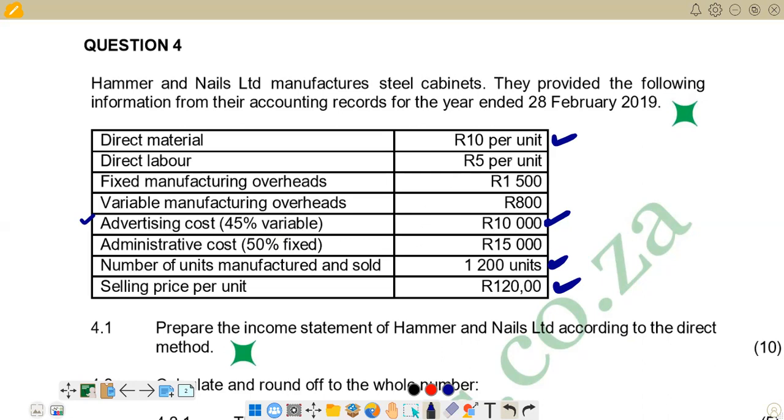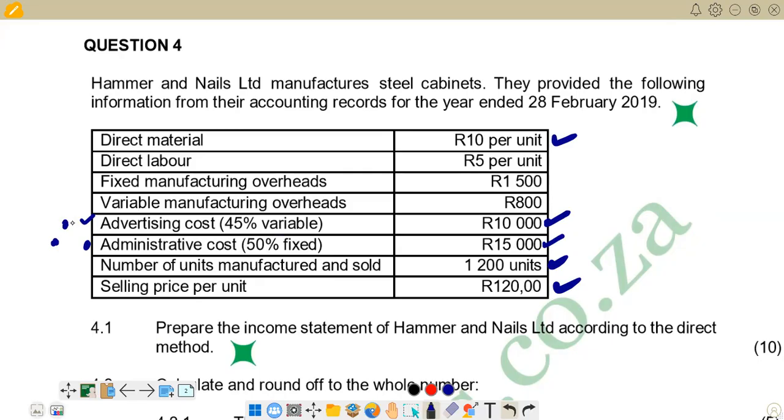We have selling and distribution. Selling and distribution covers advertising. We have got selling and administrative. Sorry. So selling and administrative. The selling part is going to cover the advertising. Then the administrative is this one, which we are having 50% fixed, which is administrative costs, which the total is 15,000 a year, and 50% is going to be fixed, and it means the other 50% is also variable. So for selling and administration, we are saying it's covering this one, advertising and administrative.